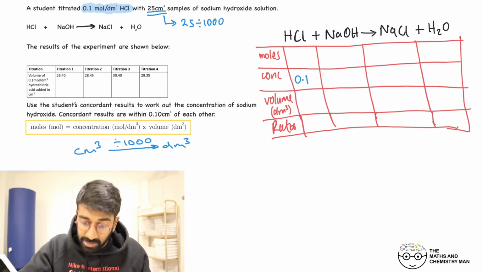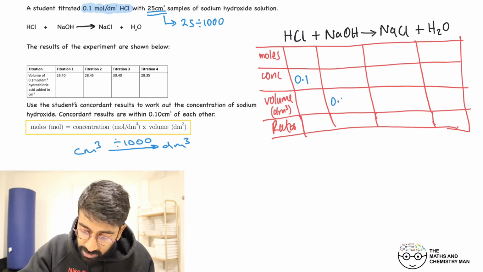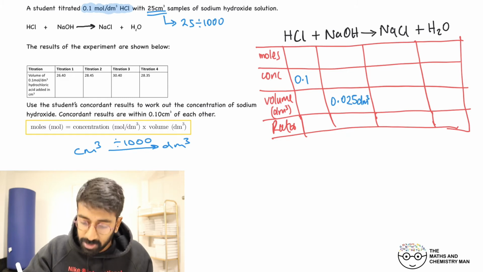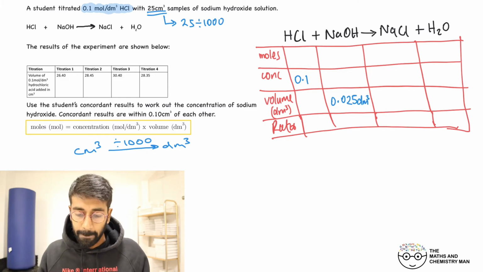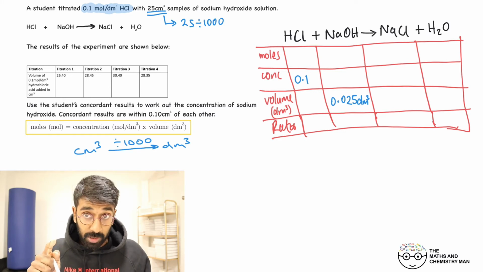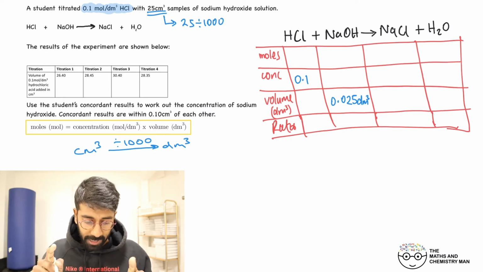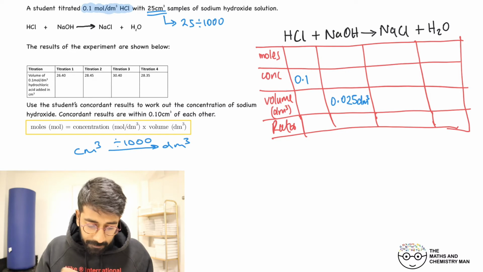There we go. So what's that going to give me? That's going to give me 0.025, and that's in dm cubed. So I'll put that there as a reminder of that, okay? So volume, dm cubed all the time, not cm cubed, okay? Done. Now, what do we need to do here?